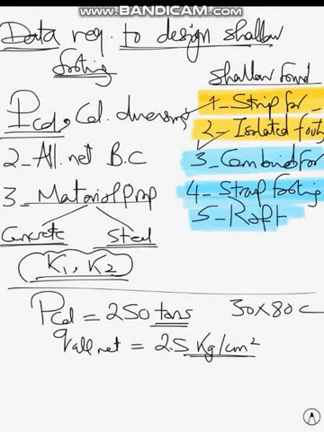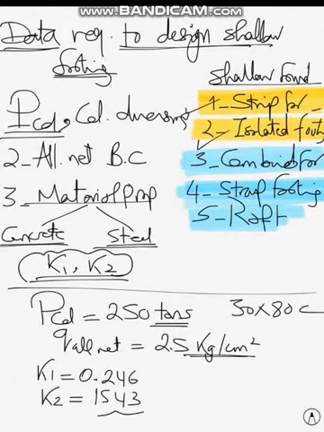And it is also given that the compressive strength of concrete is 300 kilogram per centimeter squared and steel grade 36/52, which gives K1 and K2 values for the working stress design method to determine the thickness and the reinforcement. K1 is 0.246 and K2 is equal to 1543. Those are the parameters used to determine the thickness and steel reinforcement using the working stress design method.